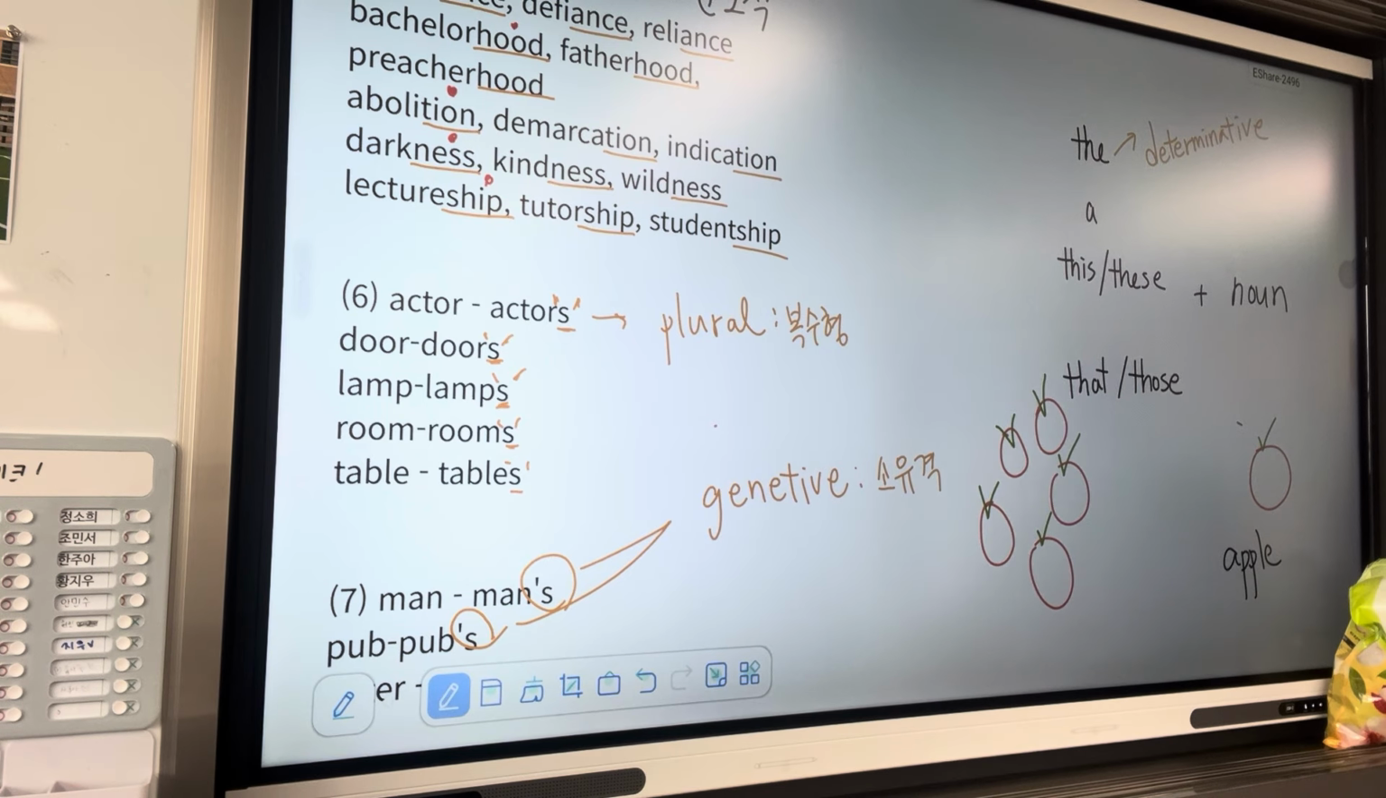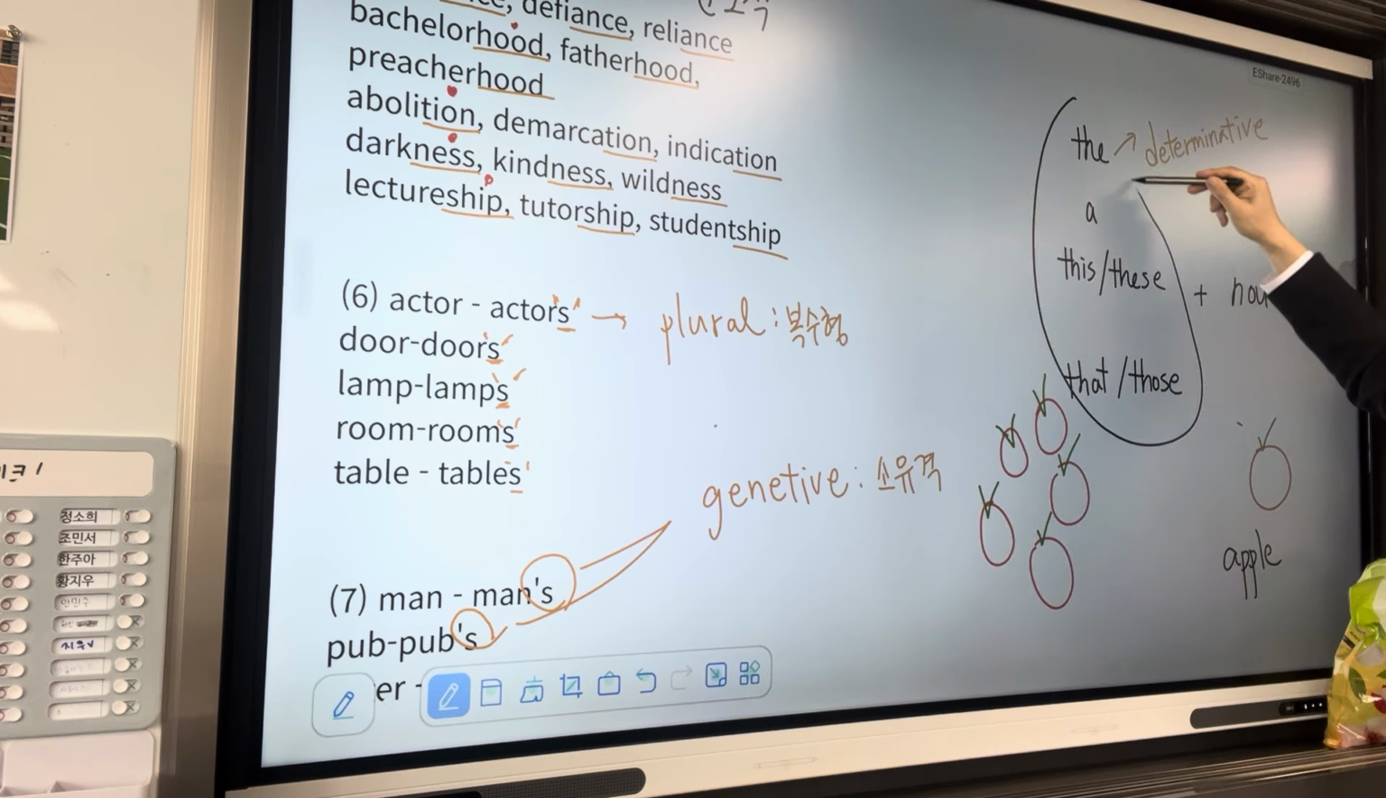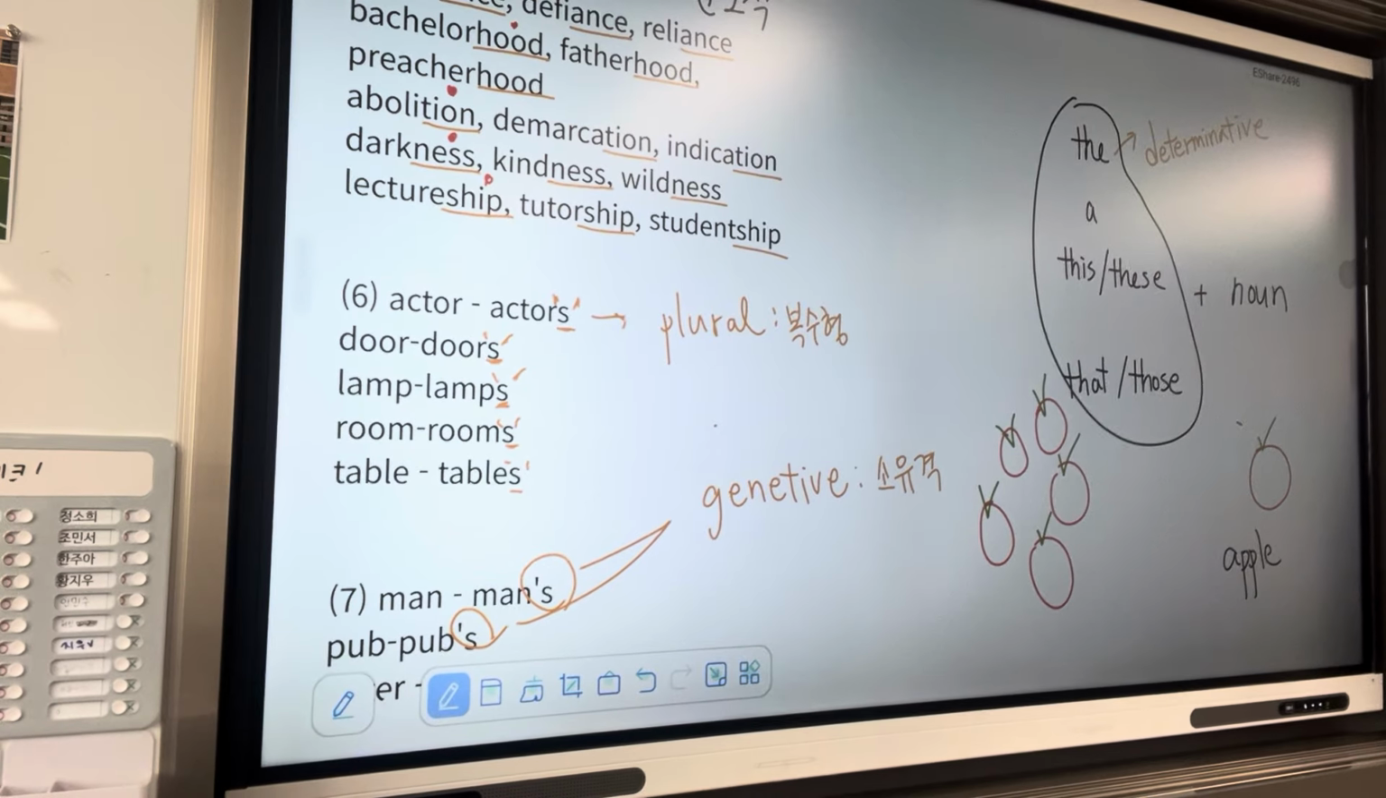So for example, the, this, that, they all come in front of noun, and we can call this group the determinatives. And what determinatives do is specify the meaning of the noun. For example, we have a noun such as an apple. Okay? So here, which apple are we talking about? We're in a world with so many apples. Which apple are we talking about?